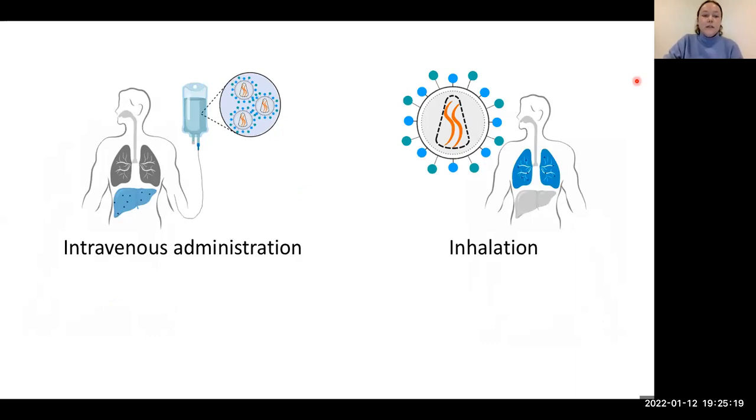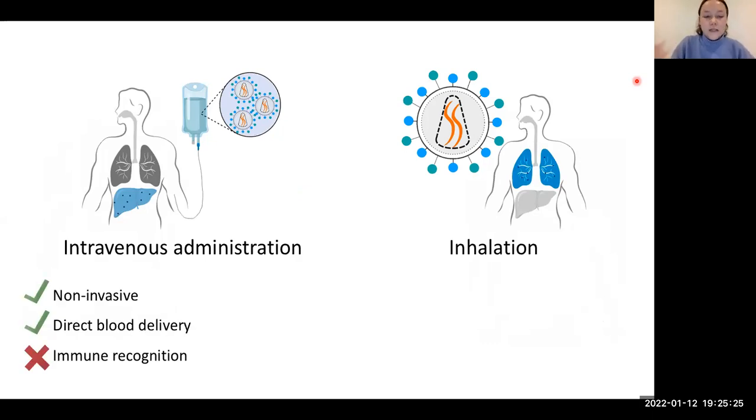So when we look at some of the advantages and disadvantages of both systems, obviously, if you deliver intravenously, it's quite non-invasive. You can get the protein into the bloodstream, which is exactly where we want it to be.